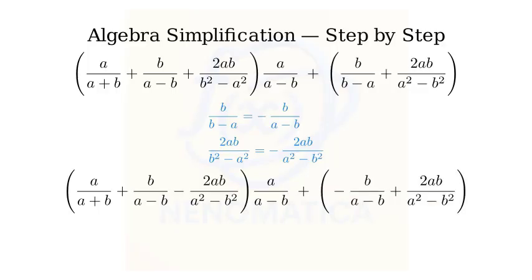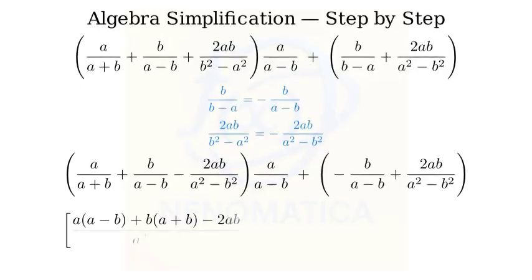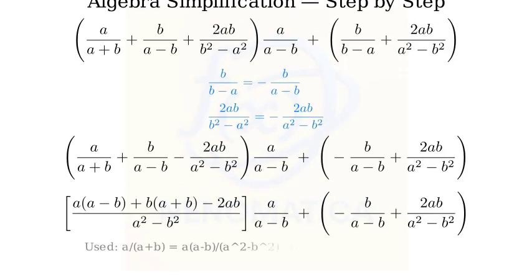Step 2. Focus on the first big bracket. We combine the three terms into a single fraction with denominator a squared minus b squared. Step 3. Now expand and simplify that numerator.